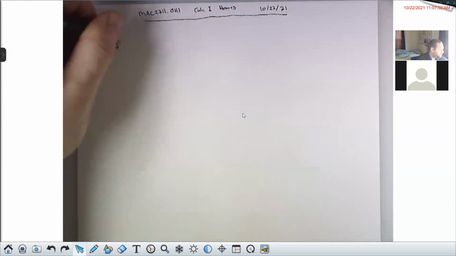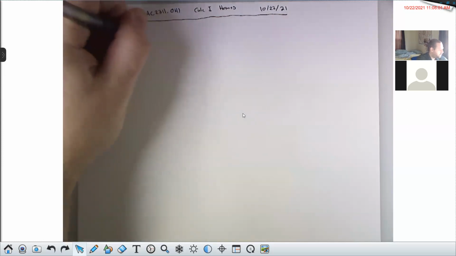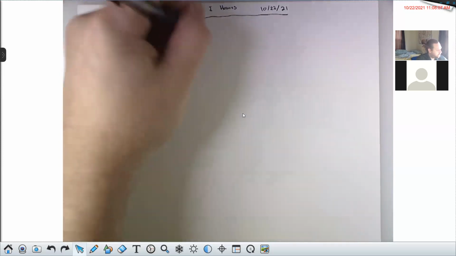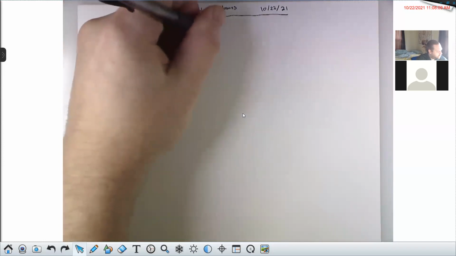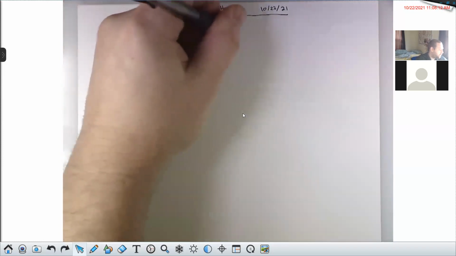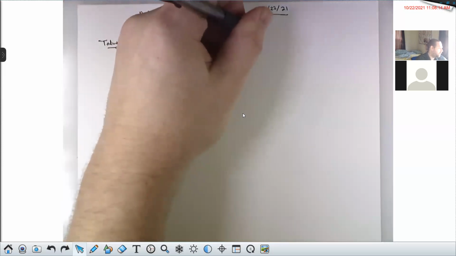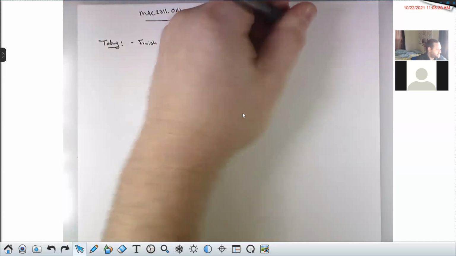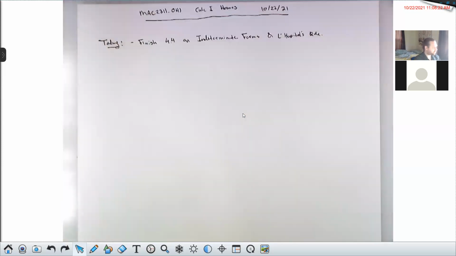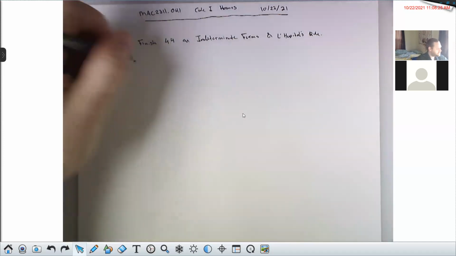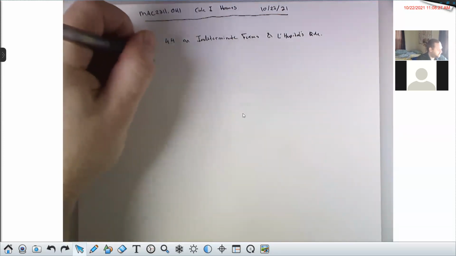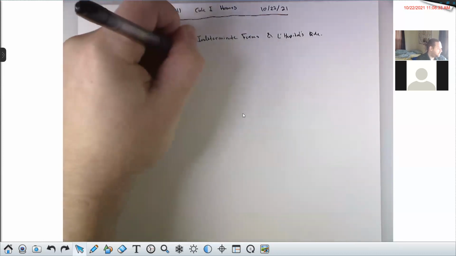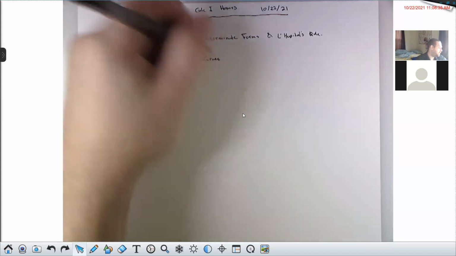So like I said, today we're going to finish 4.4 on indeterminate forms and L'Hopital's rule. And then I might introduce a little bit of section 4.5 on curve sketching.